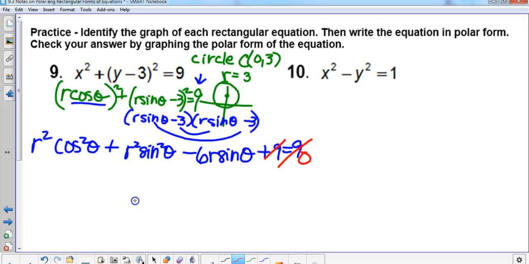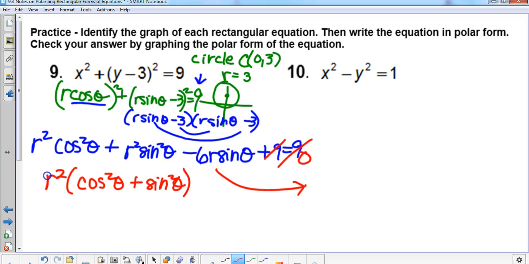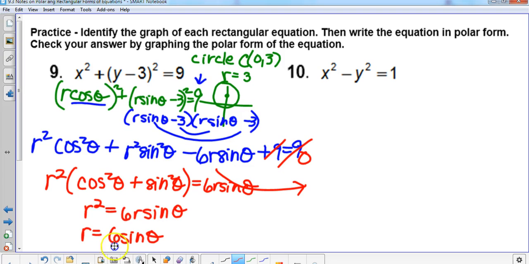Ideas? Do you remember the trick? We add this over to the other side. And on this side we'll be able to take out the r squared. Can I just write it once? Then twice. Okay. Cosine squared plus sine squared is 1. So I have r squared equals 6r sine theta. Then what? Divide by an r, and we just get r equals 6 sine theta. Let's try it.